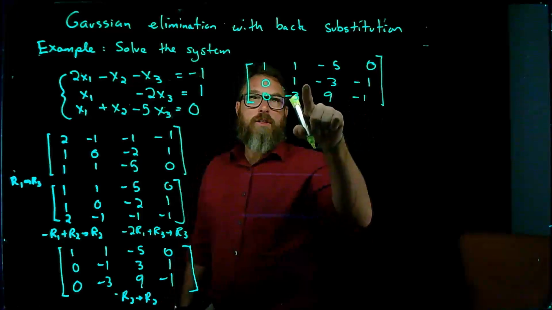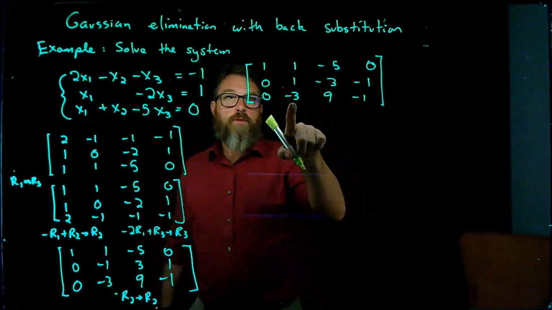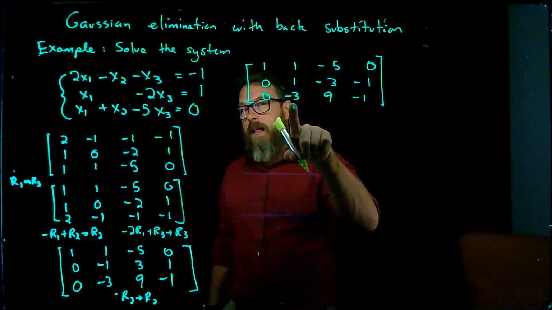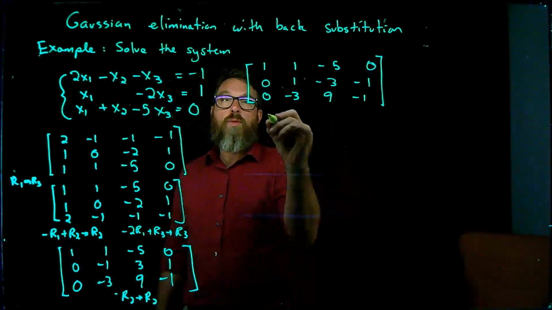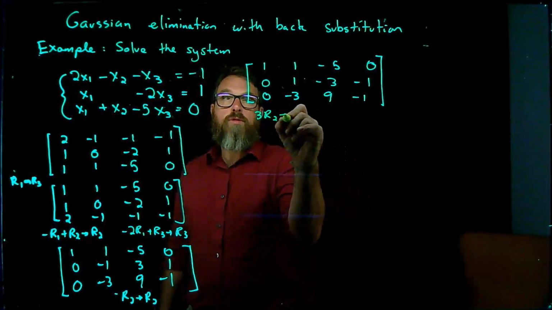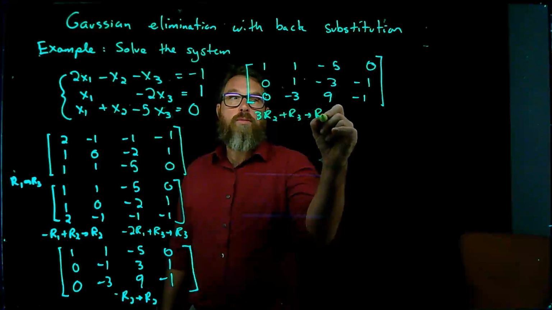All right, so now that this is the one I can use, remember, I'm trying to make this negative 3 a 0, and since I'm in column 2, I'm going to use row 2 after it turns into a 1, so this is going to be 3 row 2 plus row 3 is going to be my new row 3.